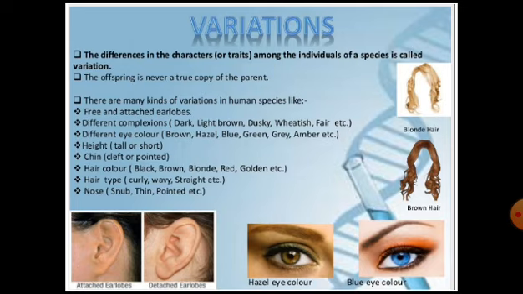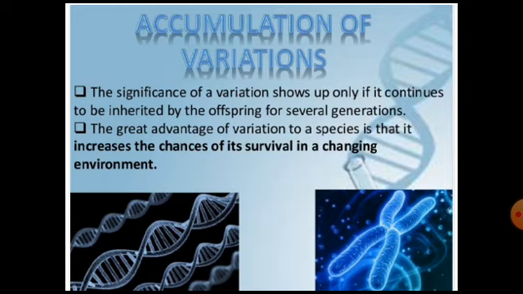There are many kinds of variations in the human species, like free and attached earlobes, different complexions, that is, some are dark, some are light brown, some are wheatish, some are fair, some are dusky, etc. Different eye colors, different heights, the chin may be either cleft or pointed, hair color, hair type, nose, etc.